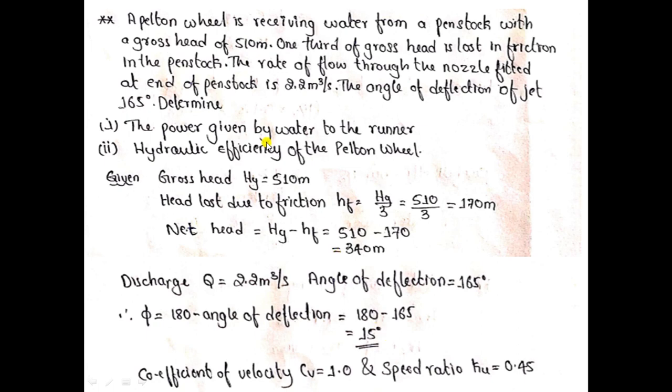And actually I have not taken this. The coefficient of velocity I have not written in the problem statement. So the coefficient of velocity Cv should be 1, and the speed ratio is 0.45.